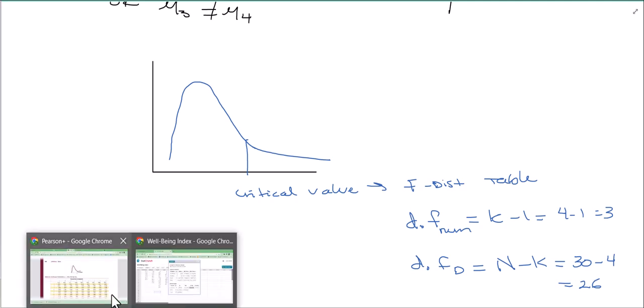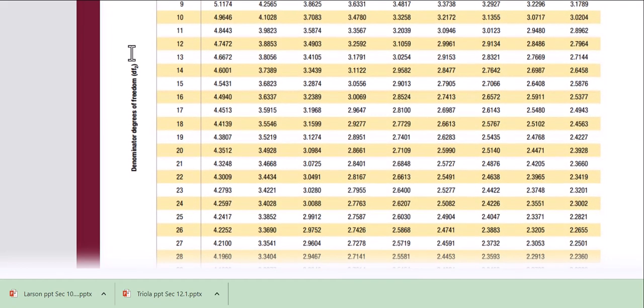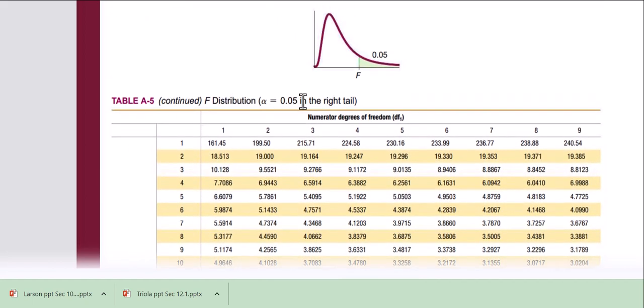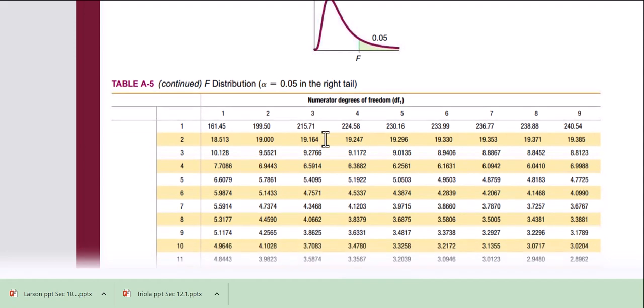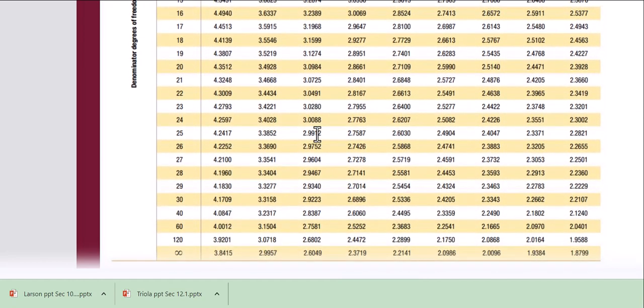And so now we can look at our F distribution, which you can find in your textbook in Appendix A for the tables. Our level of significance was 0.05. Notice that here it says numerator degrees of freedom, and the vertical one is denominator degrees of freedom. Depending on your level of significance, ours was 0.05, then we are at the correct table. So numerator degrees of freedom was 3, and denominator degrees of freedom was 26, right?